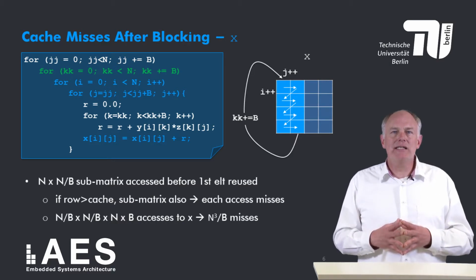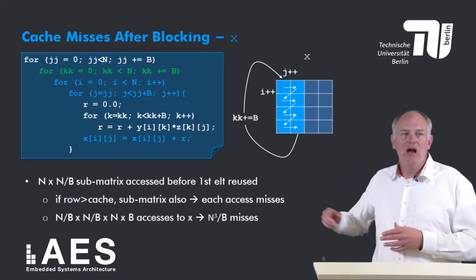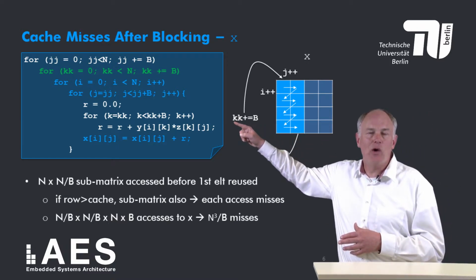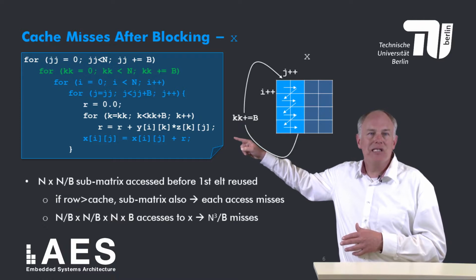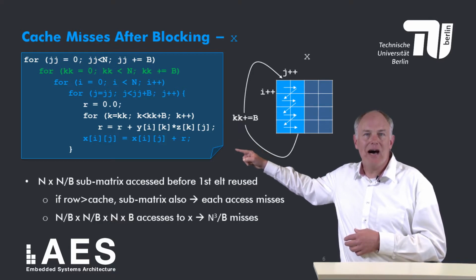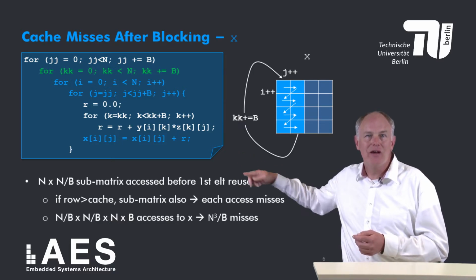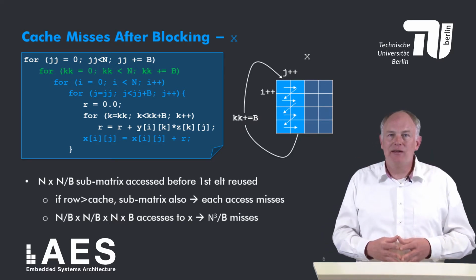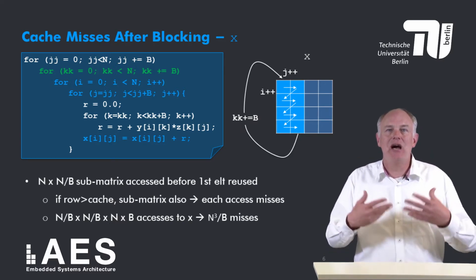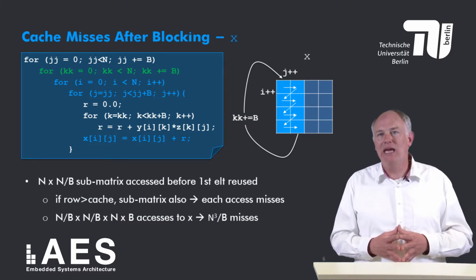The number of accesses to X can be calculated by counting the number of loop iterations. The outer loop iterates for n over b iterations. The next loop, with index kk, also consists of n over b iterations. The loop with index i loops for n iterations, and the loop with index j has b iterations. So there are n over b times n over b times n times b accesses to X, which amounts to n cubed over b misses.